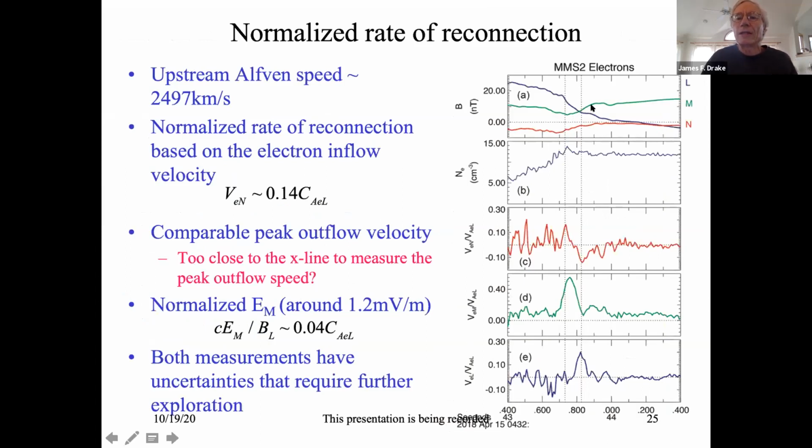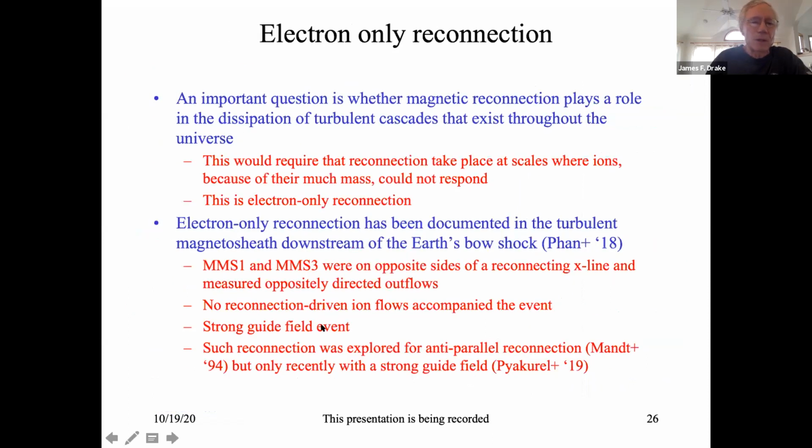So again, here's the magnetic field. This is the magnetic field just upstream of the current layer. Here's again the reversal of the electron flow speed. Here's the out-of-plane current. And you can calculate then, and this is now written in normalized units, E normal over the electron Alfvén speed. And you can see how big it is. It's a little bit more than a tenth. And in fact, the inflow speed is about 0.14 times the electron Alfvén speed. So this is a direct measurement of the inflow rate and therefore the reconnection rate.